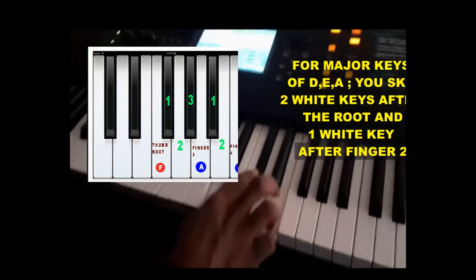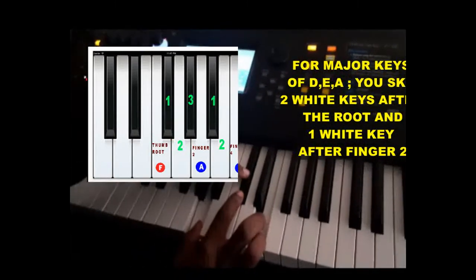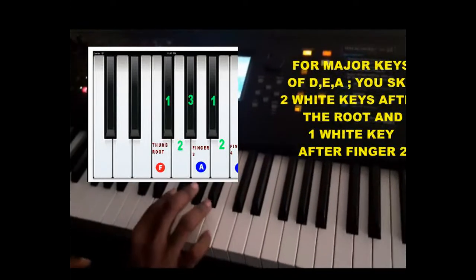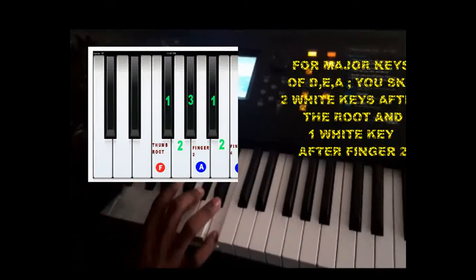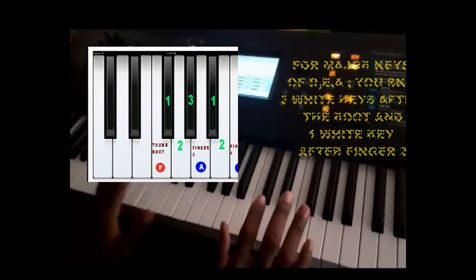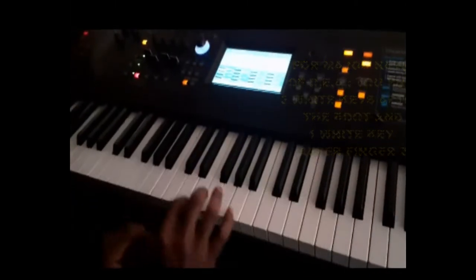And then in A, the same thing happens. We're holding 1 black key, and then in E, the same thing happens. So now you can know how to play the major chords.